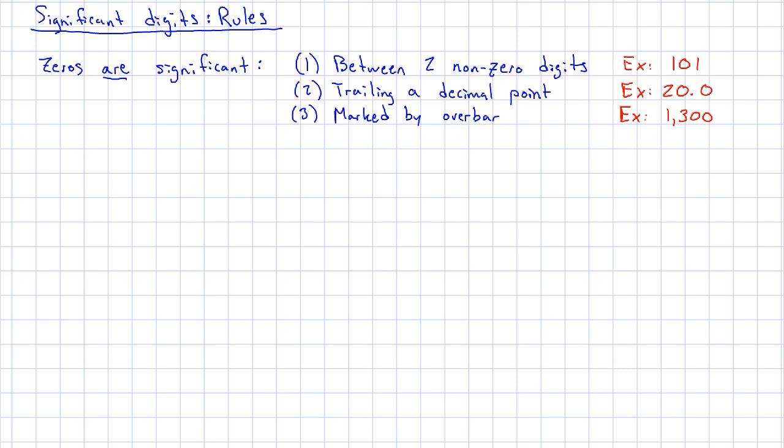However, if I add what's called an overbar here, I'm telling the reader that that is a significant digit. So this would have 3 significant digits. The 1, the 3, and the 0 with the overbar. Those are the 3 significant digits. So those are the scenarios where zeros are significant. Let's talk about when zeros are not significant.